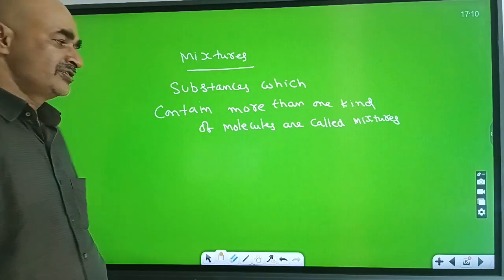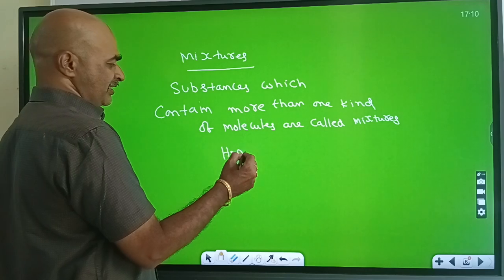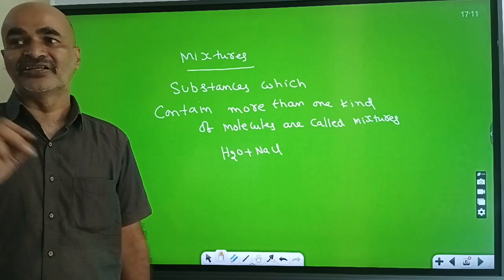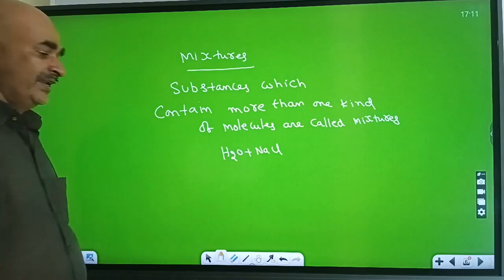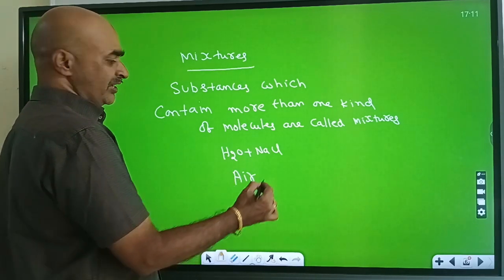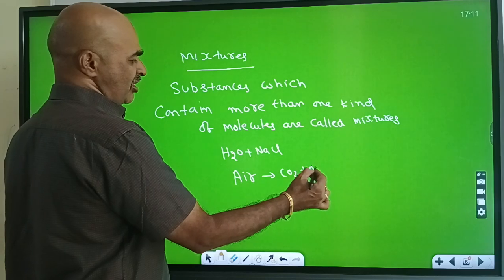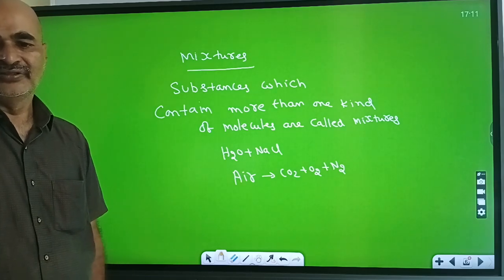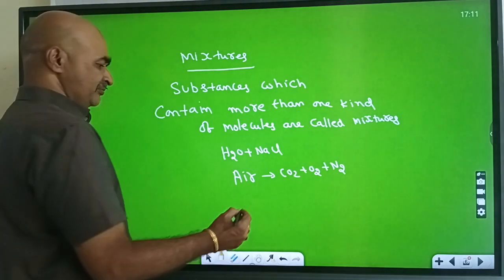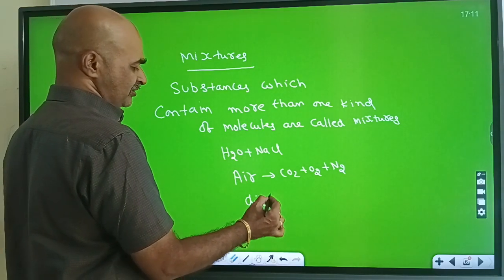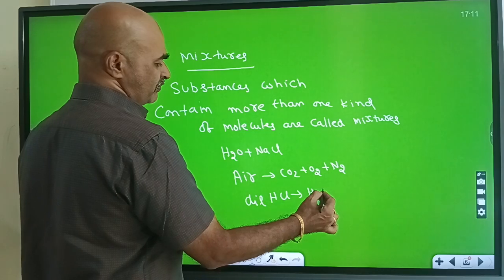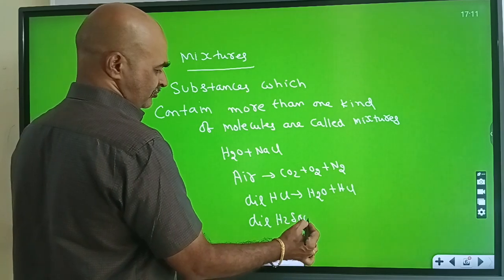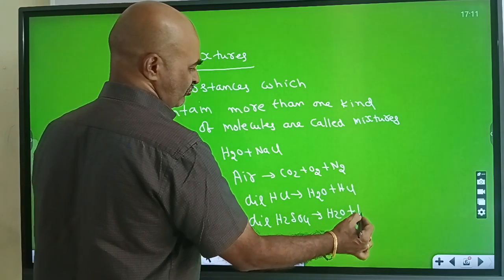Okay. Examples: H2O plus NaCl. NaCl dissolved in water. So it is a mixture. Air is a mixture. Air contains carbon dioxide plus oxygen plus nitrogen. So air is a mixture. Another one is diluted HCl. It contains water plus HCl. And diluted sulfuric acid. It contains water plus H2SO4.